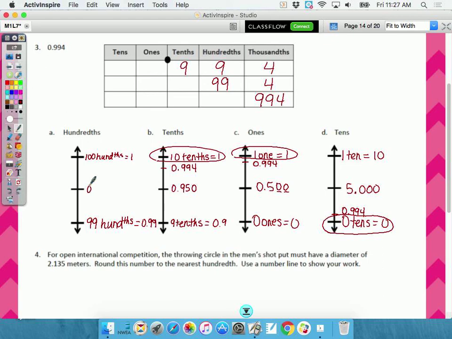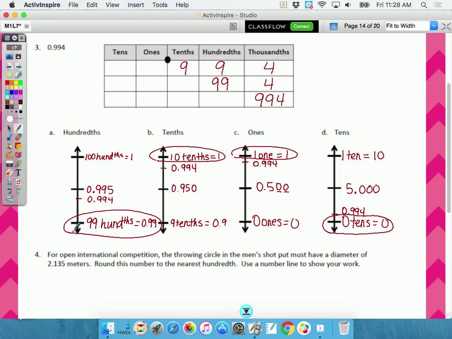Halfway between, Cooper. 995. Okay, what number am I rounding? 994 thousandths. It goes below. Tiny bit below. One what below? One thousandth below. So the answer on this one is 99 hundredths.